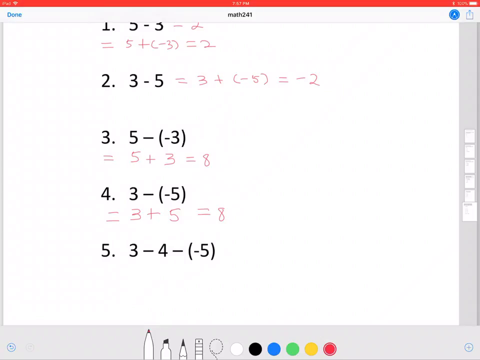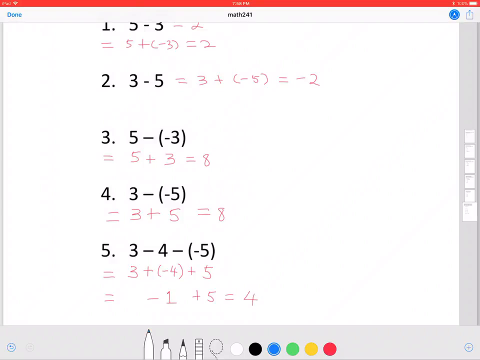We have now 3 numbers we are subtracting. So what I'm going to do is rewrite the subtraction as addition of negative 4, and the last one will be addition of positive 5. One of the things we can do is just go from left to right, and that'll be 3 plus negative 4 is negative 1, plus 5, and that will give us positive 4.